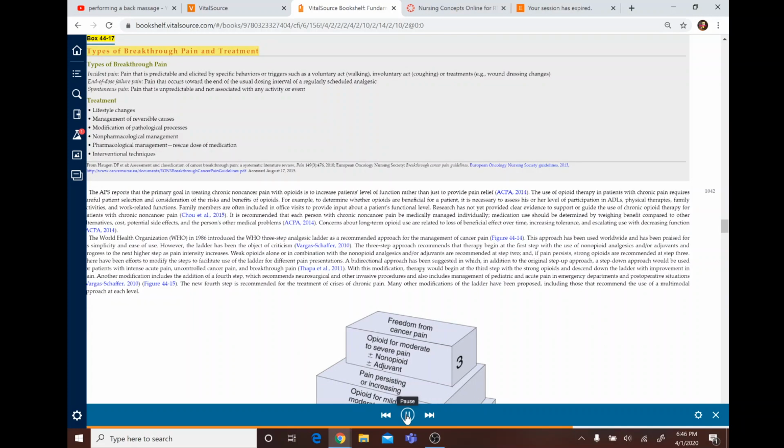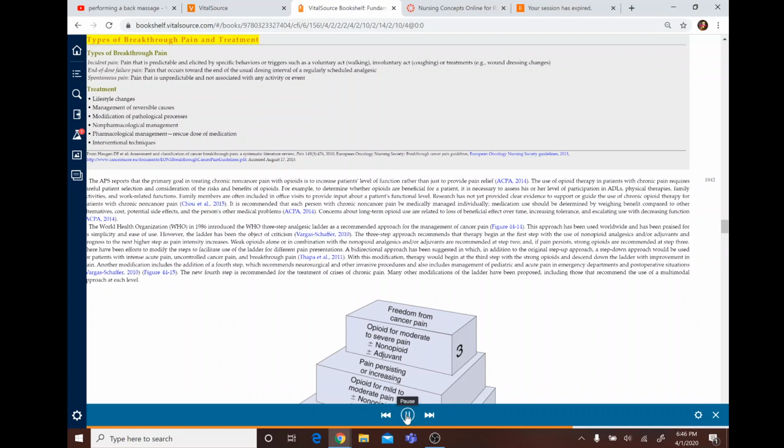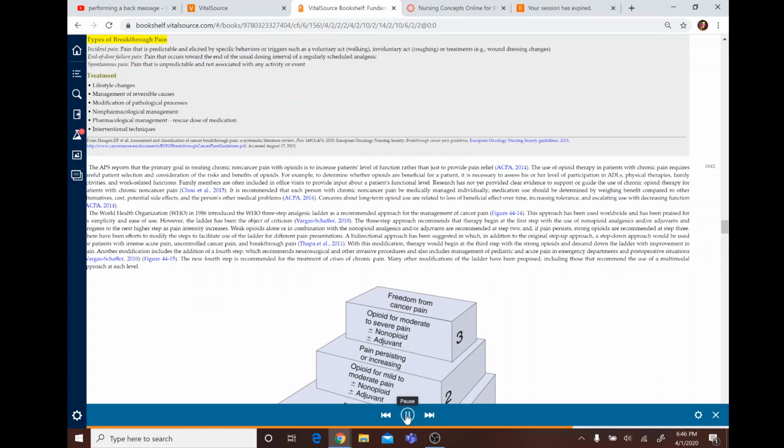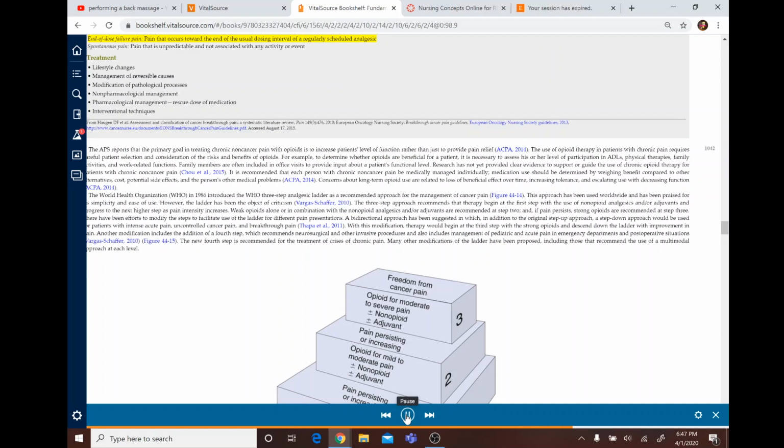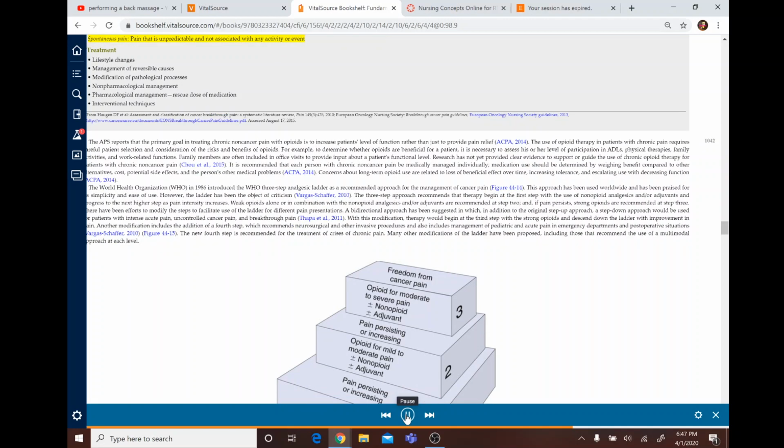Box 44-17. Types of breakthrough pain and treatment. Types of breakthrough pain. Incident pain: pain that is predictable and elicited by specific behaviors or triggers such as a voluntary act, walking, involuntary act, coughing, or treatments, for example wound dressing changes. End of dose failure pain: pain that occurs toward the end of the usual dosing interval of a regularly scheduled analgesic. Spontaneous pain: pain that is unpredictable and not associated with any activity or event.